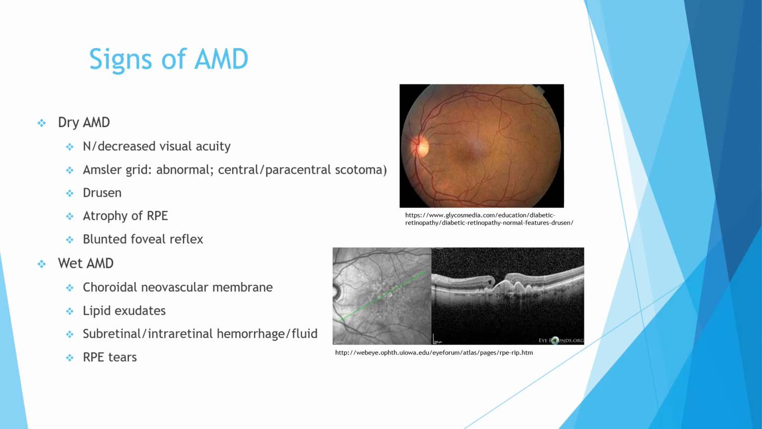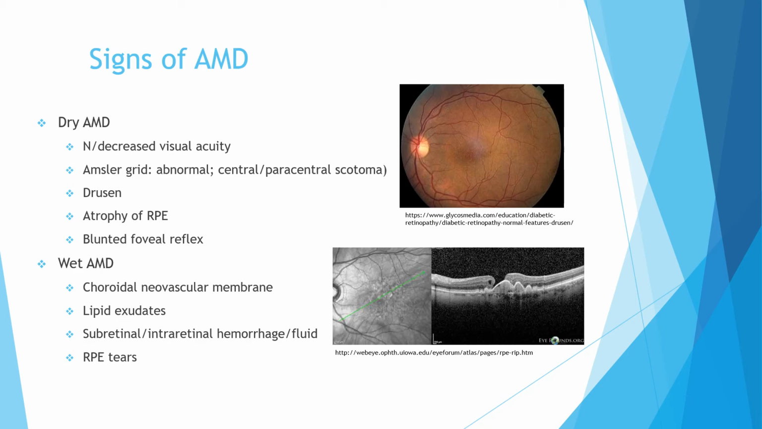There are specific signs that you may be able to observe in a patient with AMD. In dry AMD, the patient may have decreased visual acuity. When holding an Amsler grid in front of a patient, the description of the grid may be abnormal. So, to the patient with AMD, the grid may not be continuous throughout. There may be small localized areas where the vertical and the horizontal lines are not present.